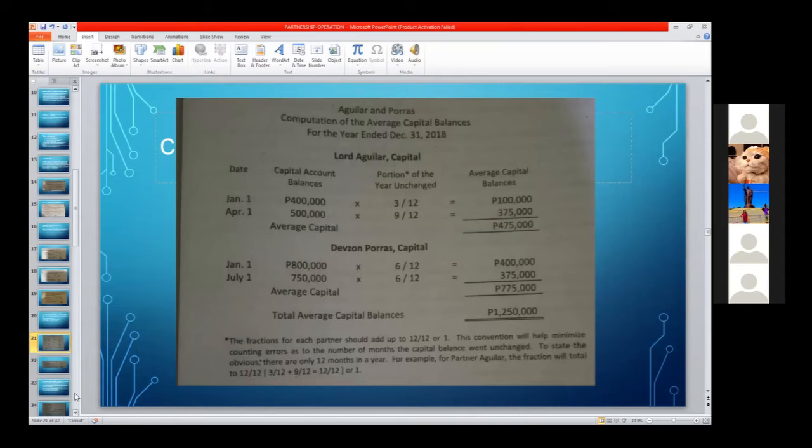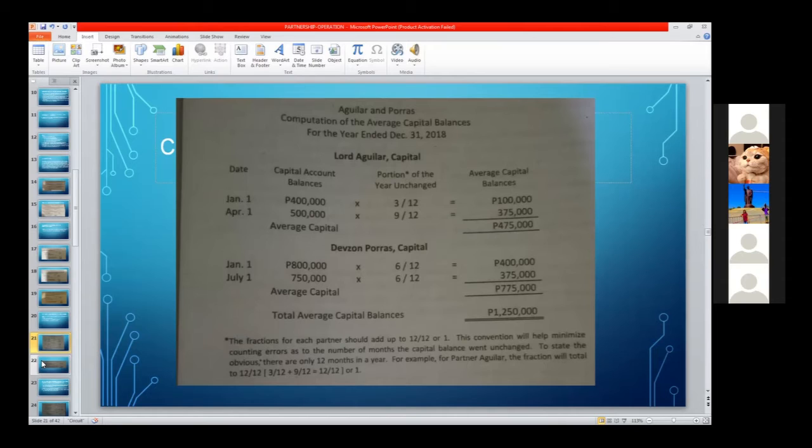And yung susunod naman, 9 over 12, ganun din. Yung April, May, June, July, August, September, October, November, and December, 9 months. So, to check, kailangan yung 3 at 9 magto-total sa 12 or yung 1 year. So, you will get yung 375,000. Then, i-add mo yung 400, then i-add mo yung 100 and 375, you will get 475,000. Yan yung average capital ni Aguilar.